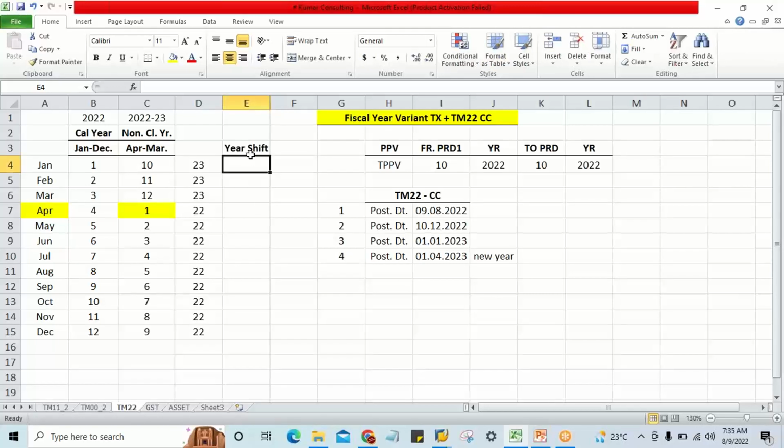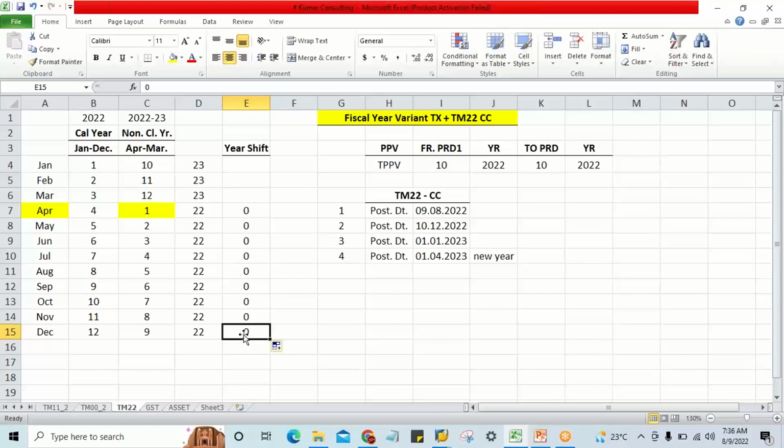Now let's have a look. So year shift means what, guys? Here in April month we have year shift. I'll quote this example, then I'll wrap up the session, and the remaining examples I'll explain in the next session. So April is the first period, and we are in 2022 right now. So year shift will be 0. Till April till December, year shift is 0.